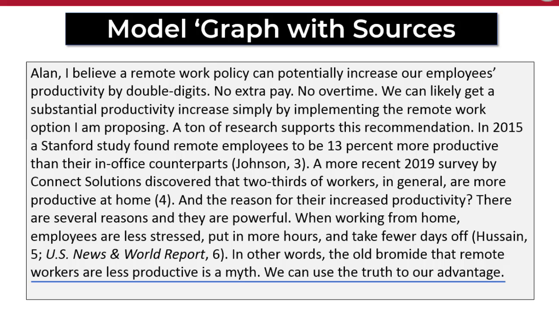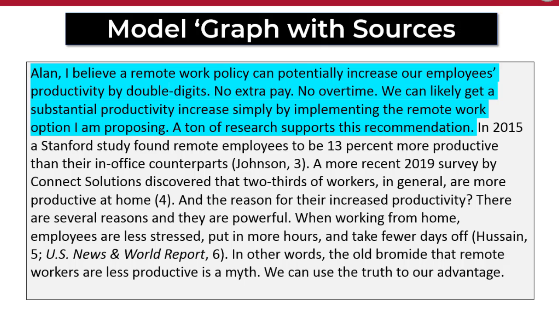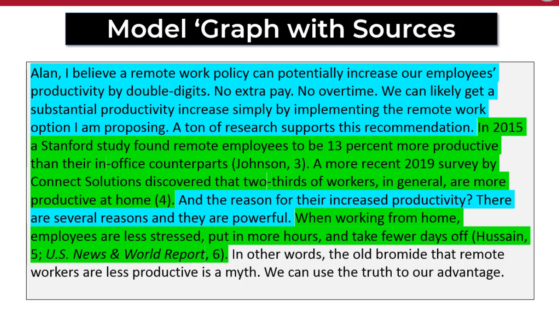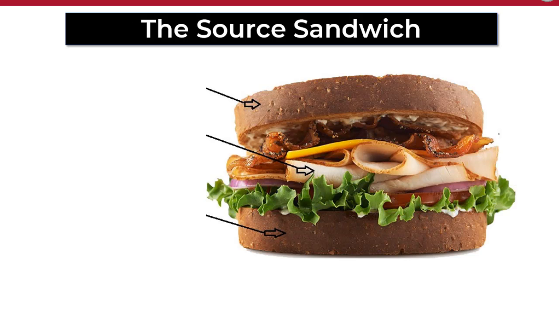Note the sandwich-like configuration of this paragraph with sources. The author first makes a claim in his own words and transitions to research supporting the claim. Then comes the research. Then more of the author's commentary that transitions to more research. Then the paragraph ends with the author's original claim and recommendation. It's called the source sandwich and looks something like this.